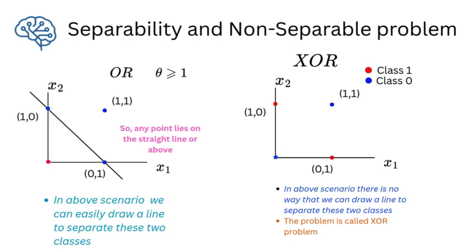This inability to draw a single straight line separating the classes is what made the XOR problem famous. In fact, it exposed a major limitation of the original perceptron. It cannot solve problems when the classes are arranged in a pattern like XOR.